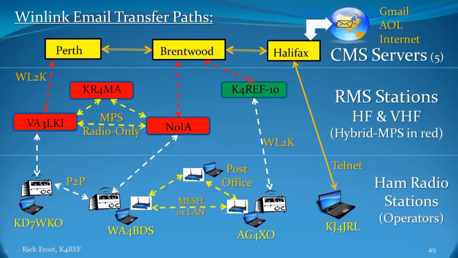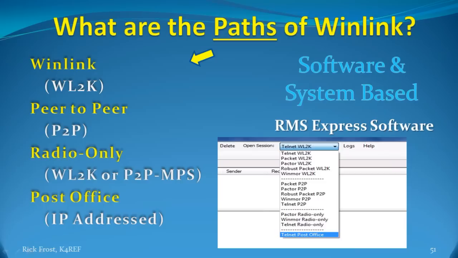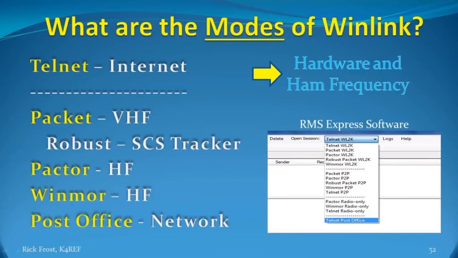So, there you have it. We've not covered all of it, but we have taken a brief overview of the Winlink email system. Specifically, we've looked at the two types of Winlink messages. We've looked at the typical pathways that those messages can travel on, and we've looked at the different modes that are determined by the hardware and frequencies that are chosen for use by Winlink operators.